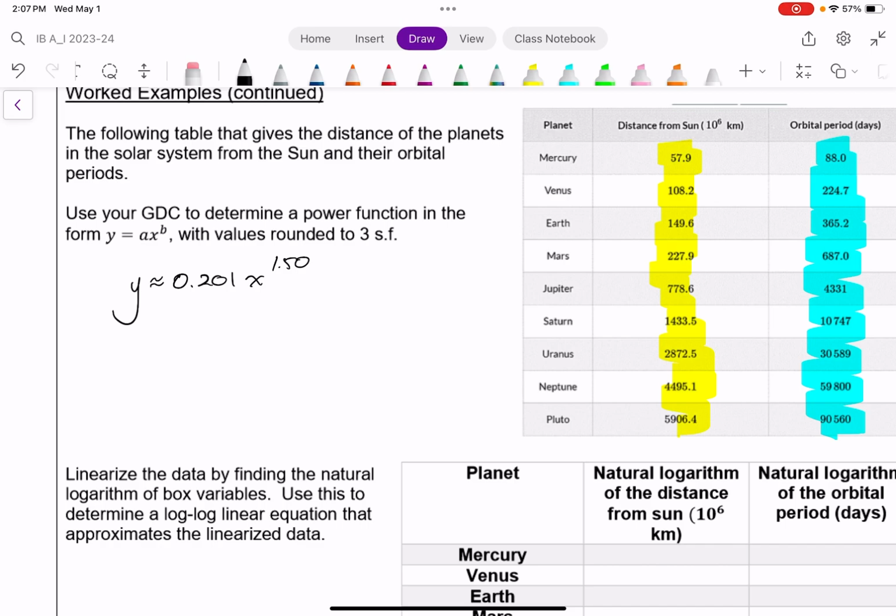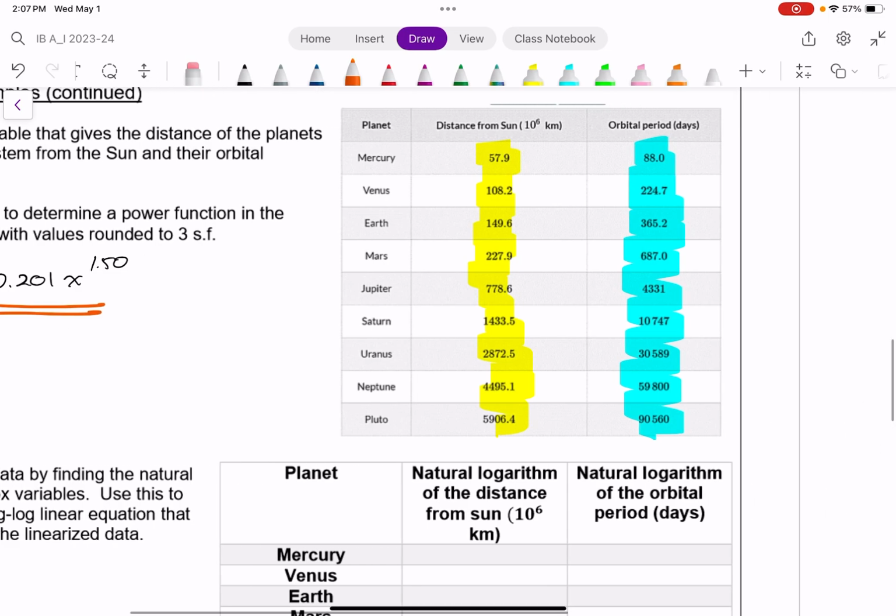And that's using regression. And again, any power function can be written in this form: a coefficient, x to the power of some number. All right, what I want to do now, though, is show how we can actually come up with virtually the same function without using any regression technology.